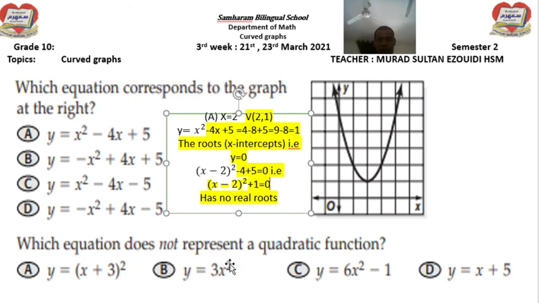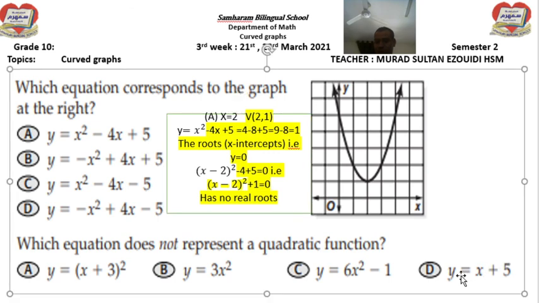Now, which equation does not represent a quadratic function? This is a quadratic function. Why? Because the highest power is 2. This is also the highest power, the exponent is 2. But this one is not. Y equals x plus 1: the highest power is 1, so it's a linear equation. So this one is not correct. D does not match a quadratic function.